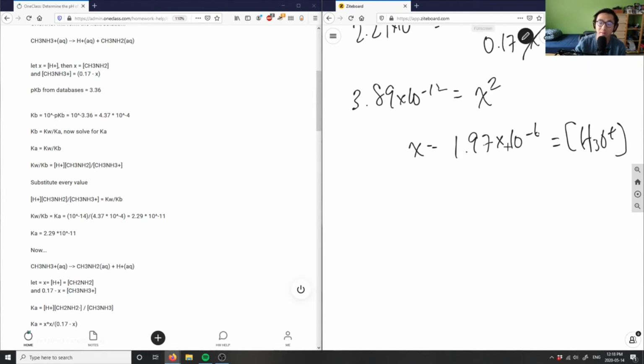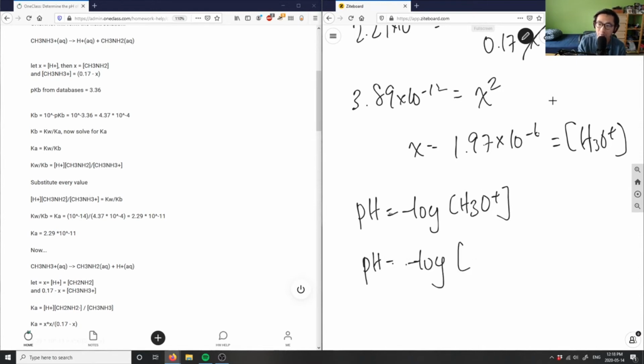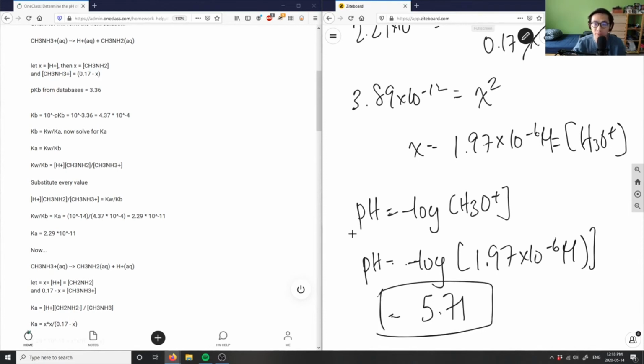And now I can finally find the pH, right? The pH here is simply the negative log of the hydronium ion concentration. So this pH will equal the negative log of 1.97 times 10 to the negative 6 molar. This here is a molarity, sorry. And this is simply just the calculator, negative log of 1.97 times 10 to the negative 6, and this will give us 5.71. So our pH of the first solution here is 5.71, and this here is our answer for 3A.